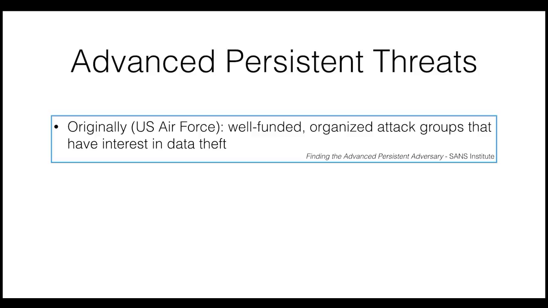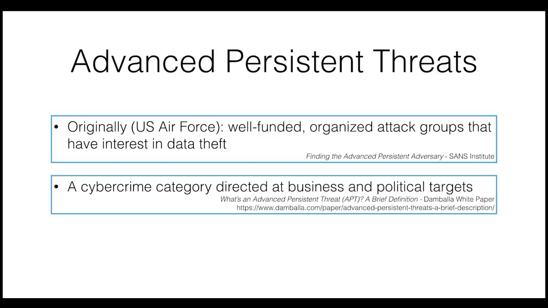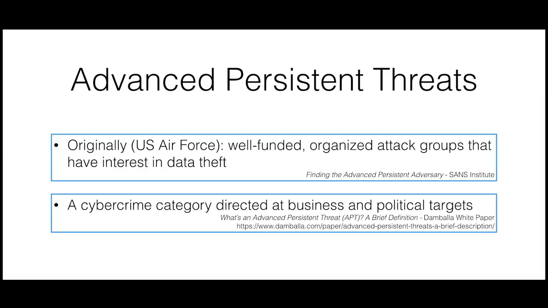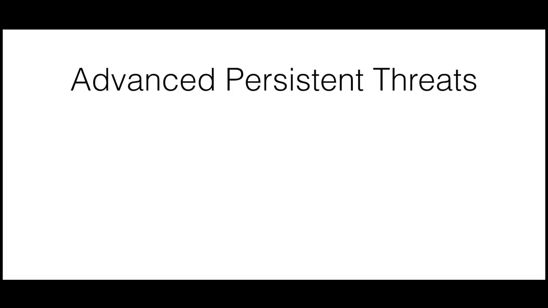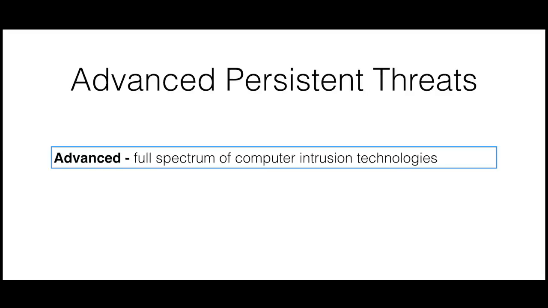The term has over the years shifted focus and is now defined as a cybercrime category that is specifically directed at business and political targets. Let's now look into what APT means. The term advanced indicates that we are dealing here with a threat that makes use of the full spectrum of attack technologies available. This means, for example, that attackers make use of multiple attack methodologies and tools.